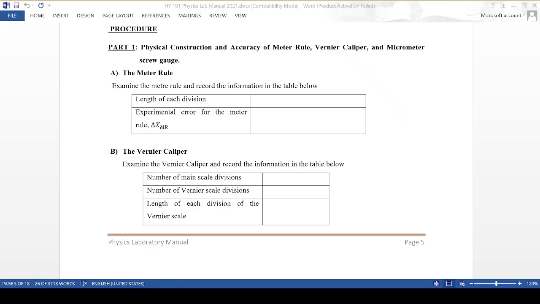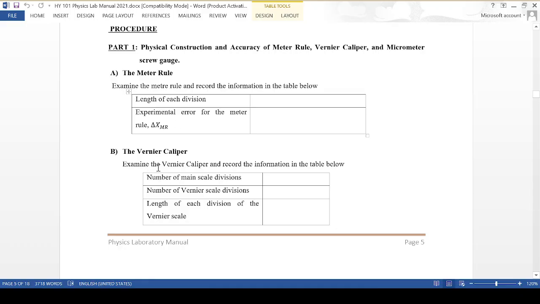So this is basically just an example of a physics lab manual. This is lab 1. I'm explaining the procedure. For each and every lab, you'll be given what is called a lab manual. In that lab manual, it will give you instructions on what you have to do. Like here, for example, they say examine the meter rule and record the information. So what you write in the lab report is: the meter rule was examined and the information was recorded in the table. You see that?